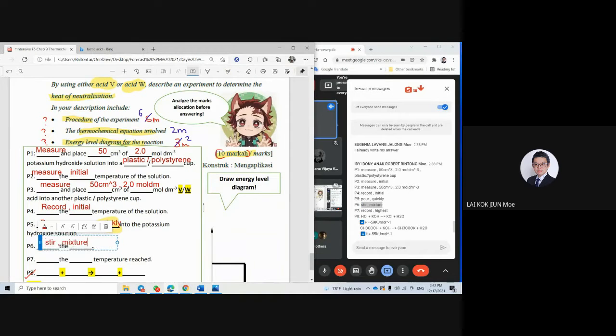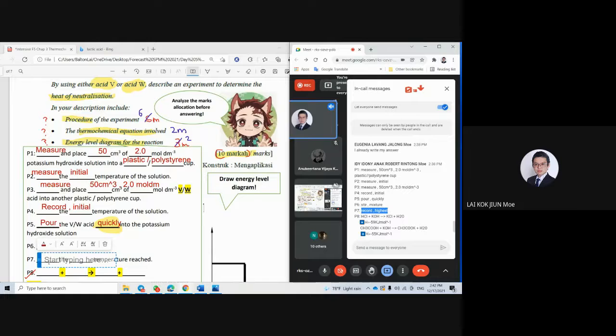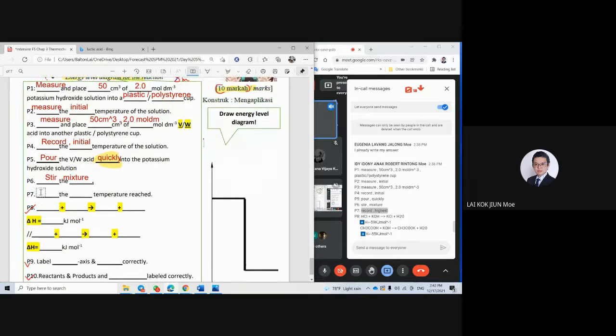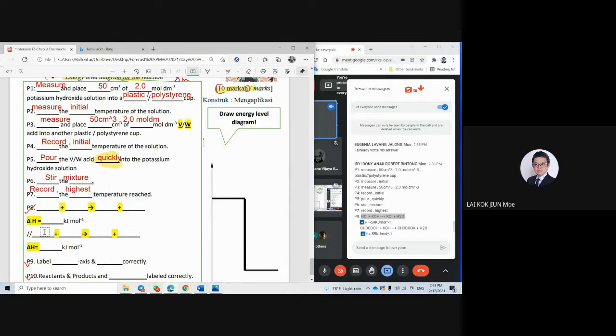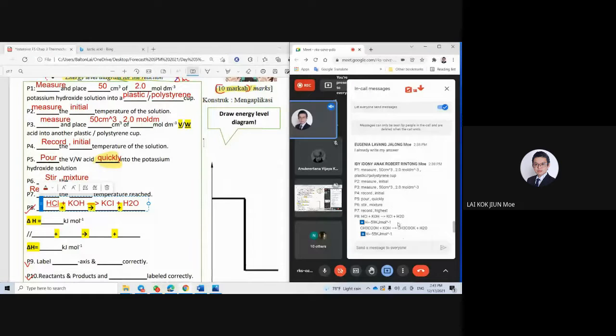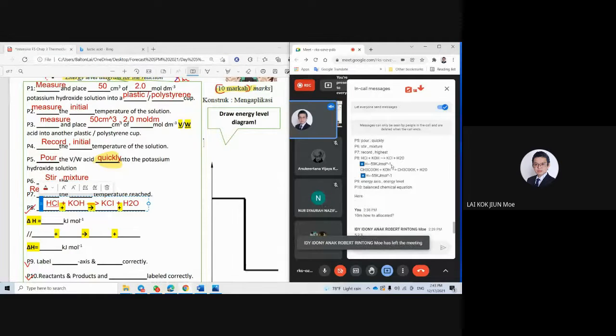You stir it very bottom, and you have to record the highest one. Do not record the final temperature. Sometimes students always like to write final temperature. No final here. We want the highest one. Okay, equation good. Equation correct. Very good, Virginia. All correct. Very good.